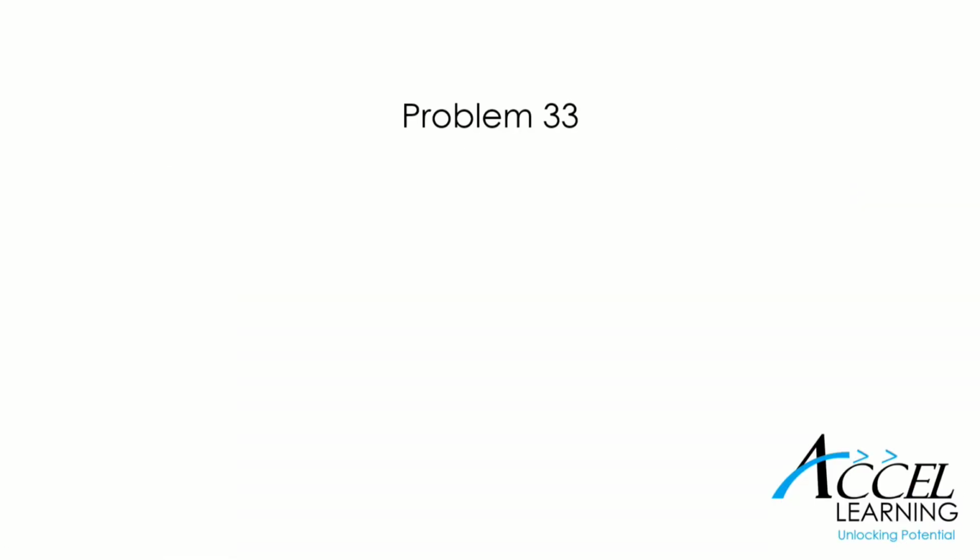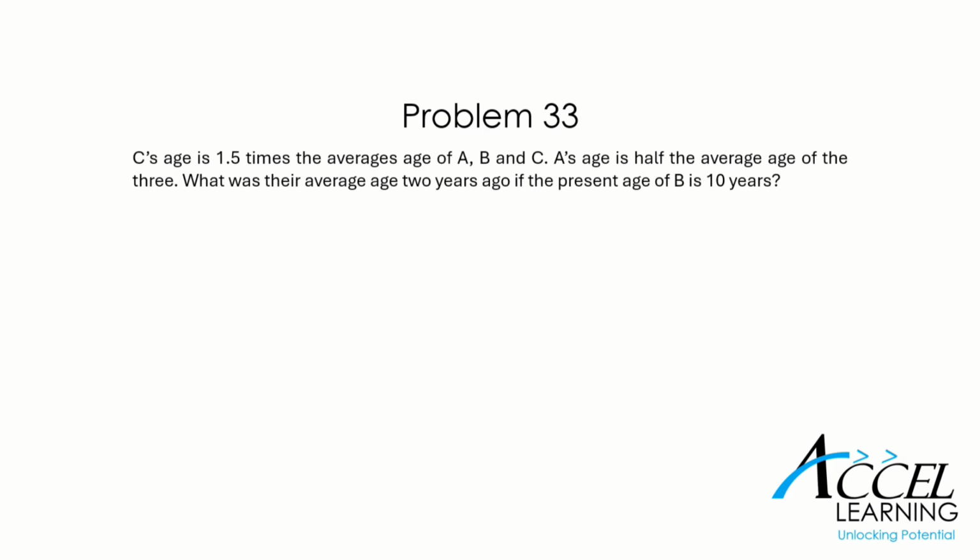So, here's the problem. C's age is 1.5 times the average age of A, B, and C. A's age is half the average age of the three. What was their average age 2 years ago if the present age of B is 10 years? A. 10 years, B. 8 years, C. 14 years, D. 7 years, E. 5 years.